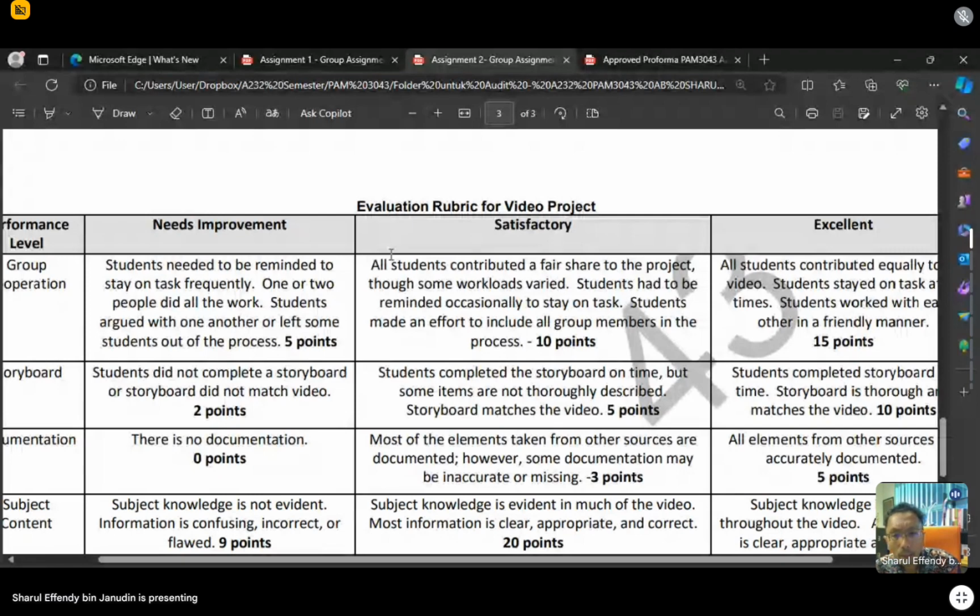If clear, just give me an emoji. Press the button. Okay, Nurul Aini. It's clear.